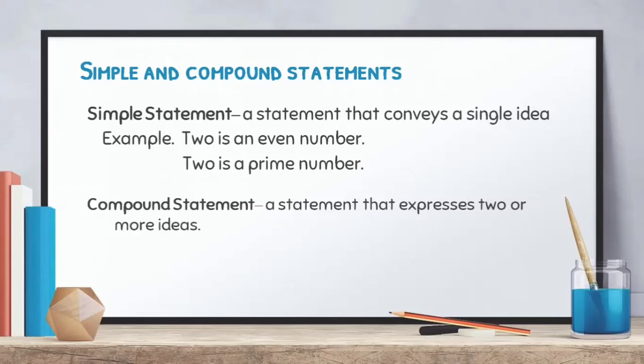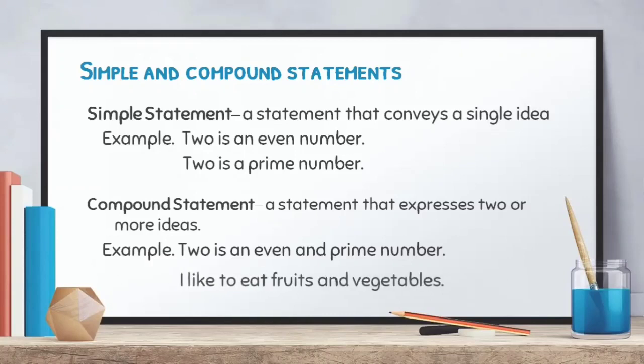So if you have two or more ideas embedded in one statement, that would be a compound statement. Example: 2 is an even and prime number. So our 2 is regarded with two different ideas. So we have there, it is an even and at the same time, a prime number.